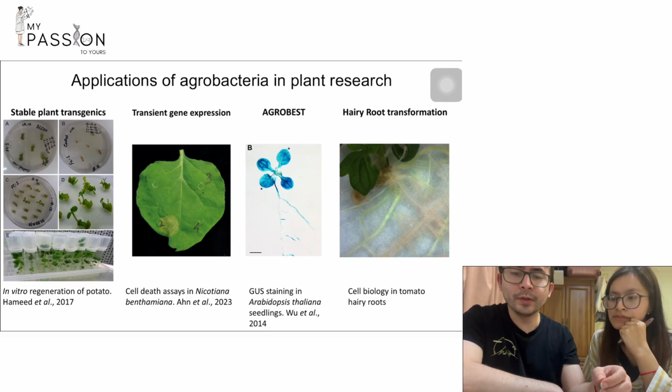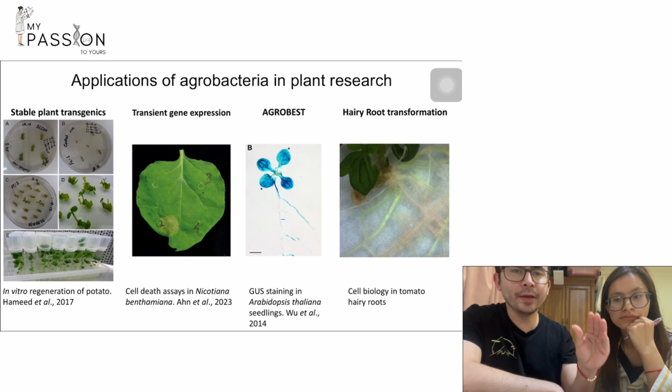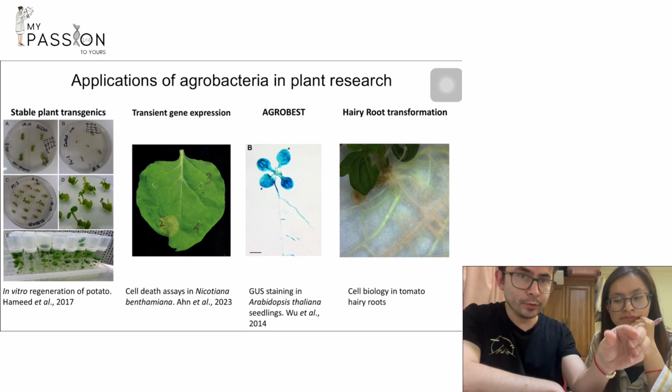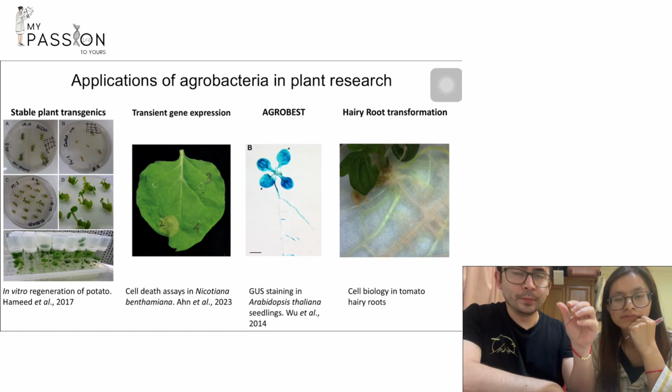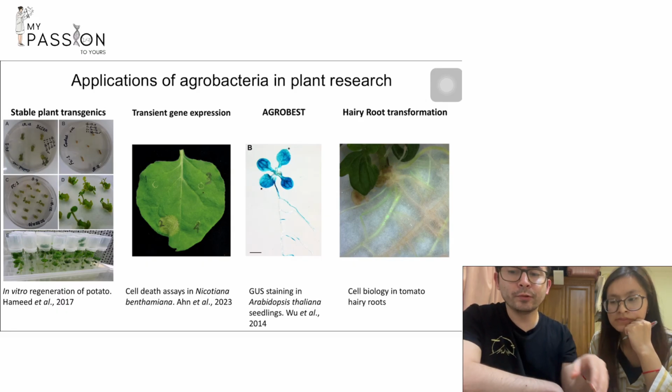The first one is called stable plant transformation. And it's called stable because in this case the tDNA is always going to be integrated into the chromosome, okay? In one cell, and then this cell is going to generate a whole new plant that is going to be transformed. That means that it expresses this tDNA in its own genome, okay? So that's why it's called stable, because every single cell inside the plant will always have that gene.